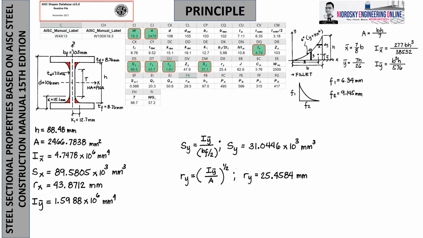Ganun din ulit si radius of gyration along the Y. That is I bar Y over area, but take the square root. Then you can get 25.4584, which is in the table 25.44 yung kanyang value. So most likely nagkaka-same pa rin sila.